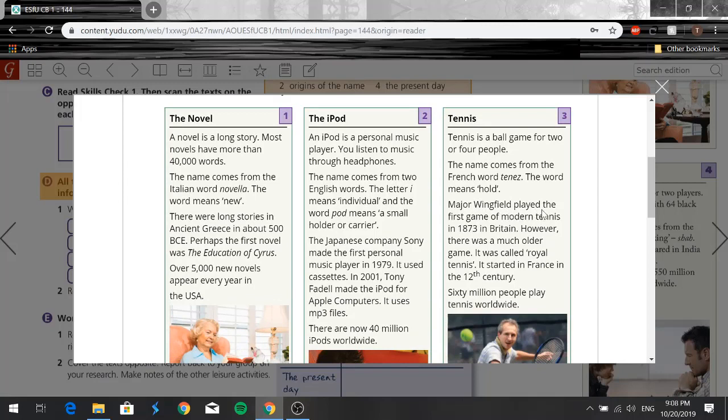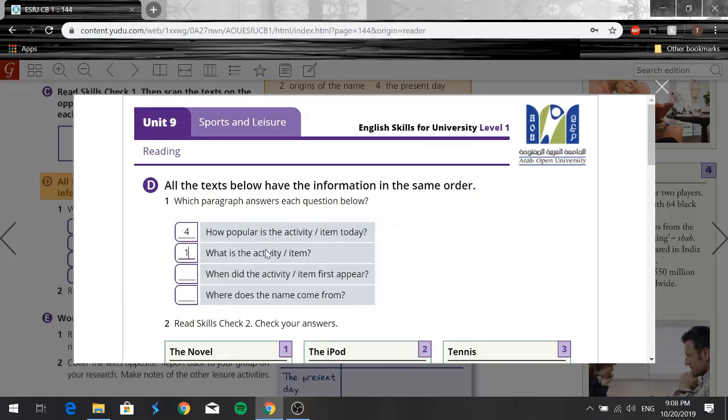So Major Wingfield played the first game, yes, of modern tennis in 1873 in Britain. However, there was a much older game. It was called Royal Tennis, and it started in France in the 12th century. Alright, so 3 was when did the activity or item first appear? That's paragraph 3. And finally, where does the name come from?